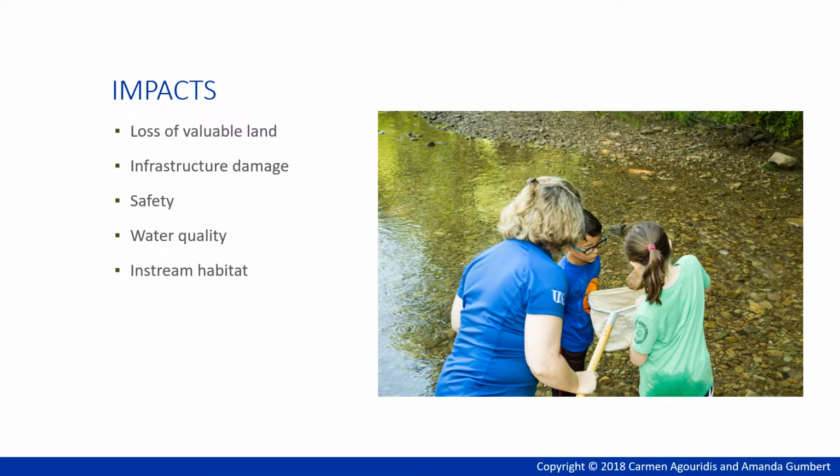Streambank erosion is problematic for a number of reasons. When streambanks erode, valuable land such as crop or livestock fields are lost. Critical infrastructure, such as bridges, roads, and underground utilities, may be exposed and damaged. Eroding streambanks can be a safety concern for humans, livestock, and wildlife, as overhanging banks can collapse. The addition of sediment to streams reduces water quality by increasing suspended sediment concentrations. Aquatic habitat quality is reduced due to embeddedness, or the filling in of pore spaces by sediment.